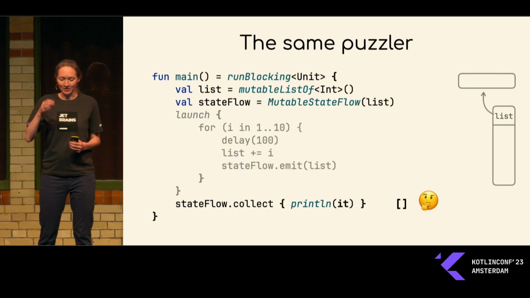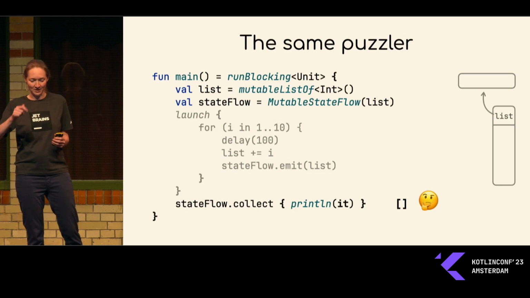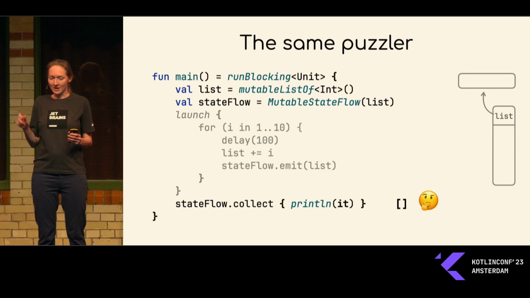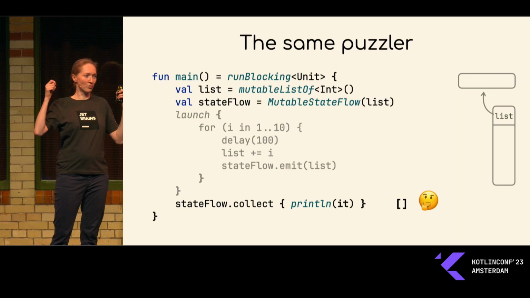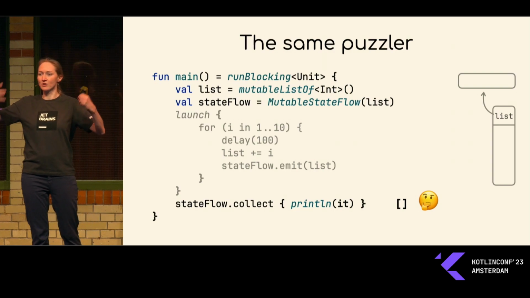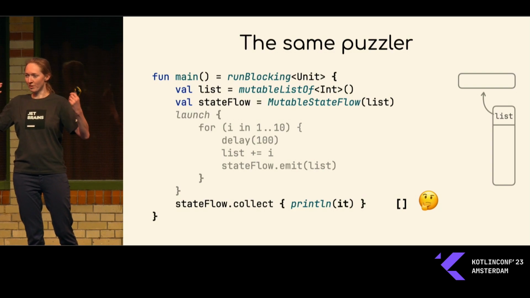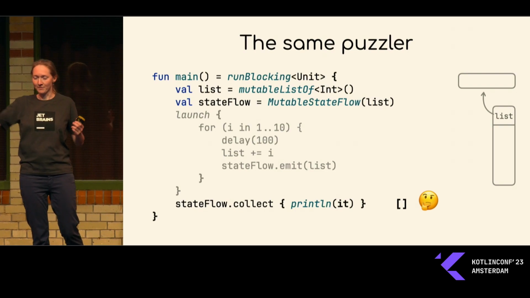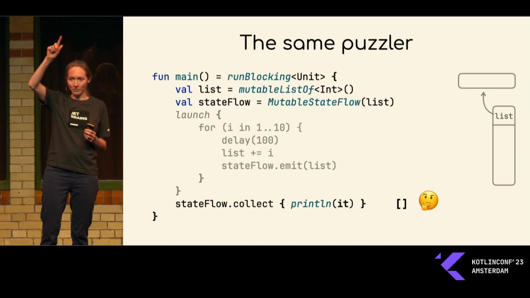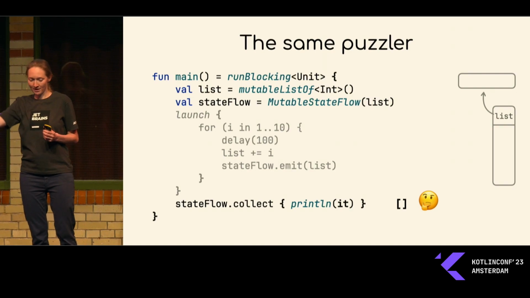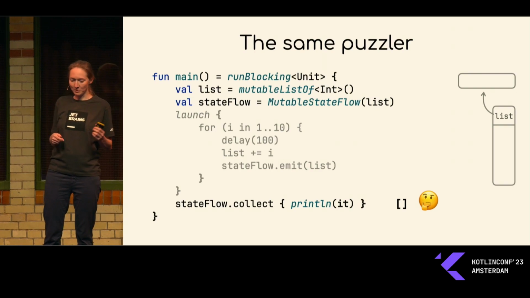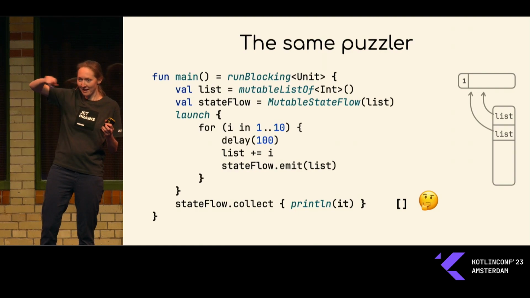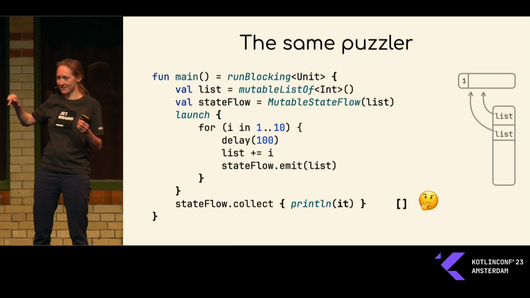Why does it work like this? Because at first, when we start this code, we emit this list to our state flow, and state flow is designed to only update when the state actually changes. When it compares the elements and the state changes, it says, okay, there is a new state. So here we emit this list, it refers to our mutable list in memory, and the result is printed. Then we emit the next list.